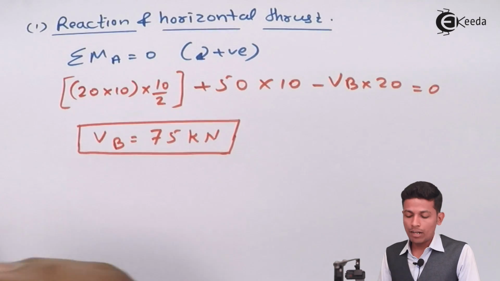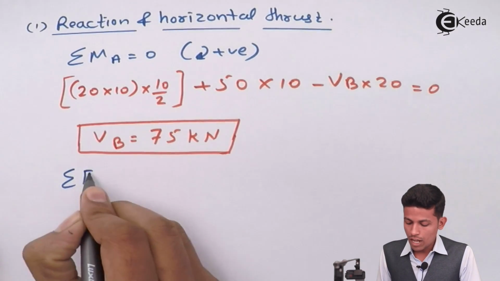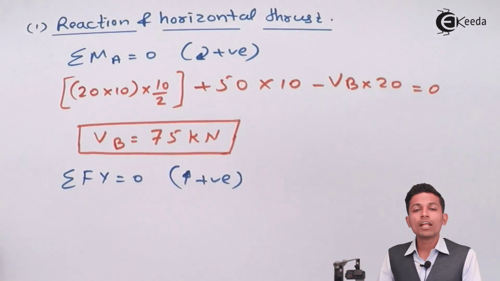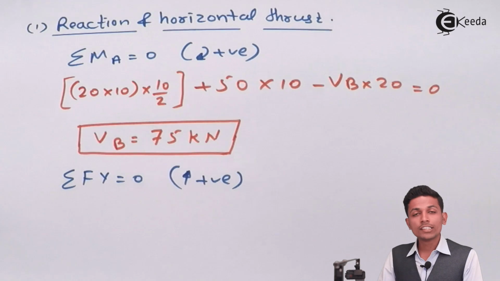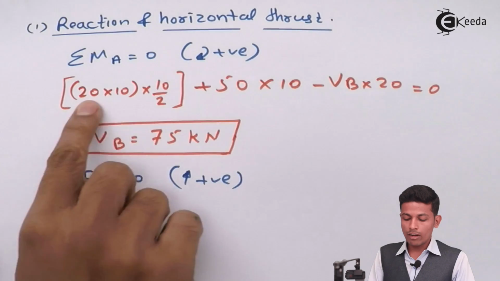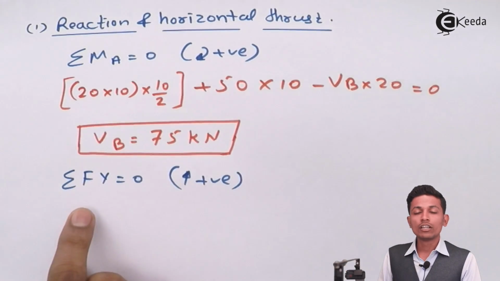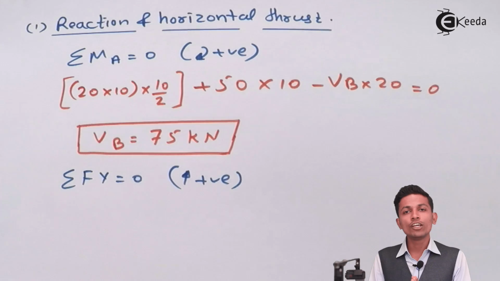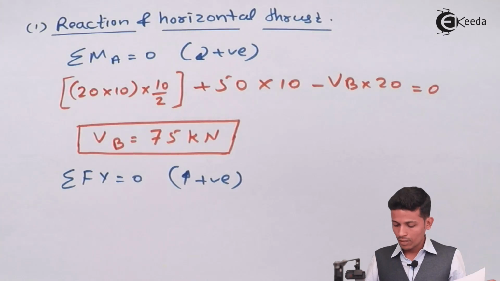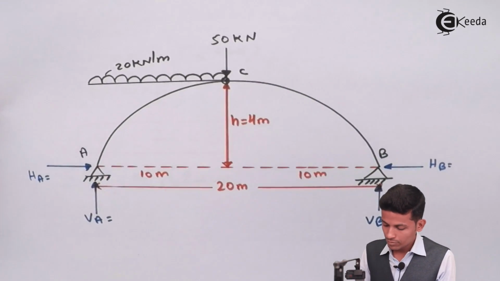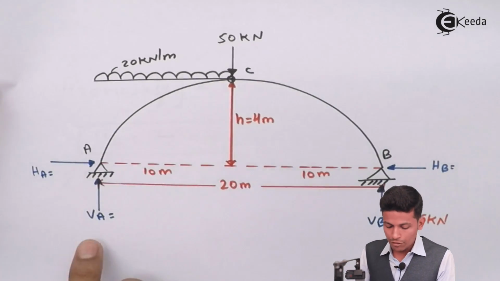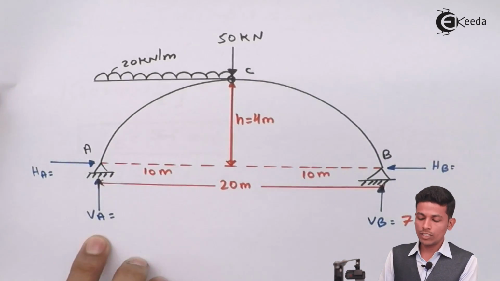Now after that, our next step will be summation Fy equal to 0, upward positive in the vertical y direction. In summation Fy, always take only the forces, the reactions and supports. No need to deal with the distance, so please listen carefully. For vertical members only take the forces. We got the value of VB as 75 kilonewton. Always take only the force, not the distance, in Fy.